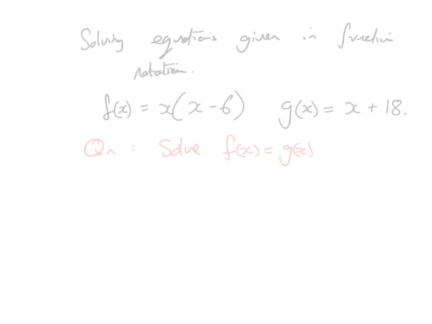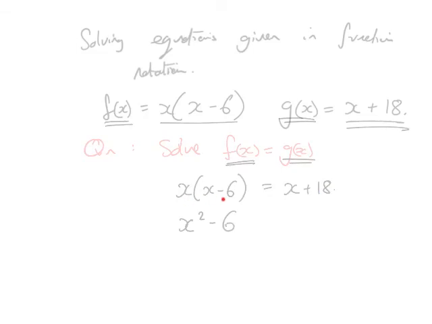Okay, the last skill that I'm going to ask you to do is I just want you to notice that I've got two functions in the question and I'm asked to solve f of x equals g of x. The trick here is to swap f of x for its algebra and do the same with g of x. And you put those in place in the equation and you've written the equation that makes much more sense to you now.